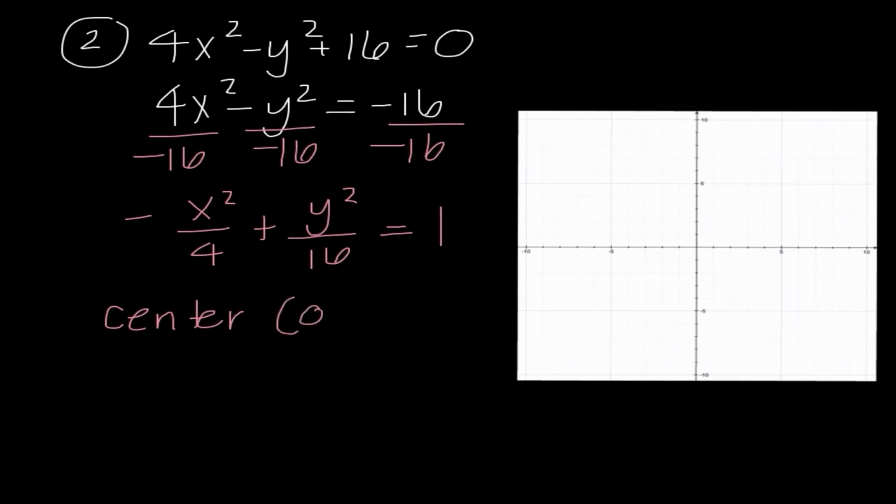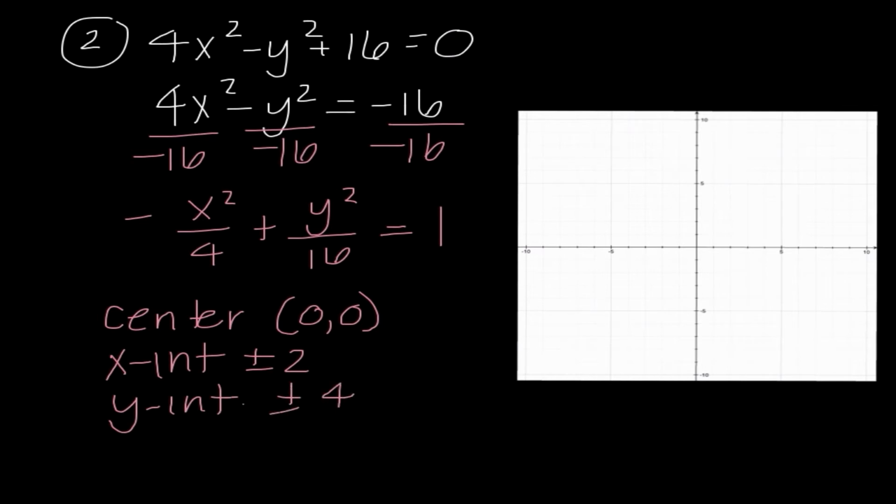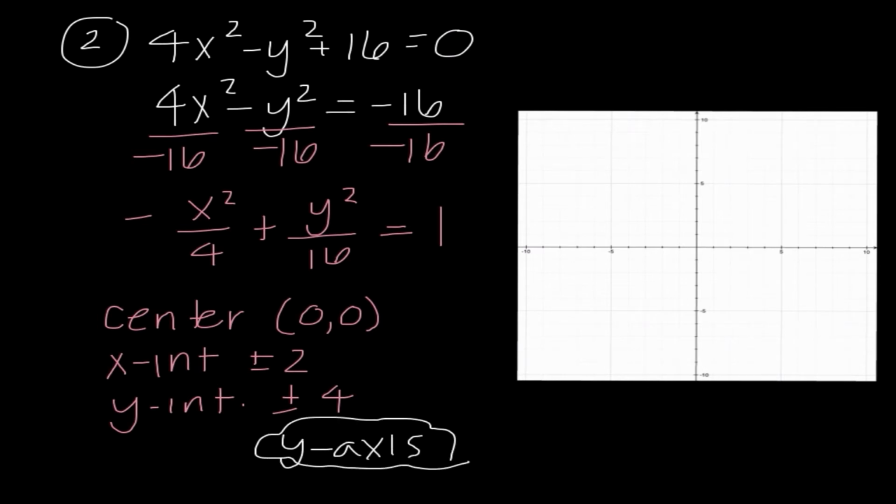So our center here is going to be 0, 0. Our x-intercepts are plus or minus 2. And my y-intercepts are plus or minus 4. Okay, so we might be thinking this is exactly the same as our last hyperbola. However, this time I notice that it is my y that is positive. So I know that I'm going to have to graph this around the y-axis. Okay, so I'm starting at 0, 0. I'm going to the right 2, to the left 2. Up 4, down 4. And I'm going to go ahead and sketch this little box out.